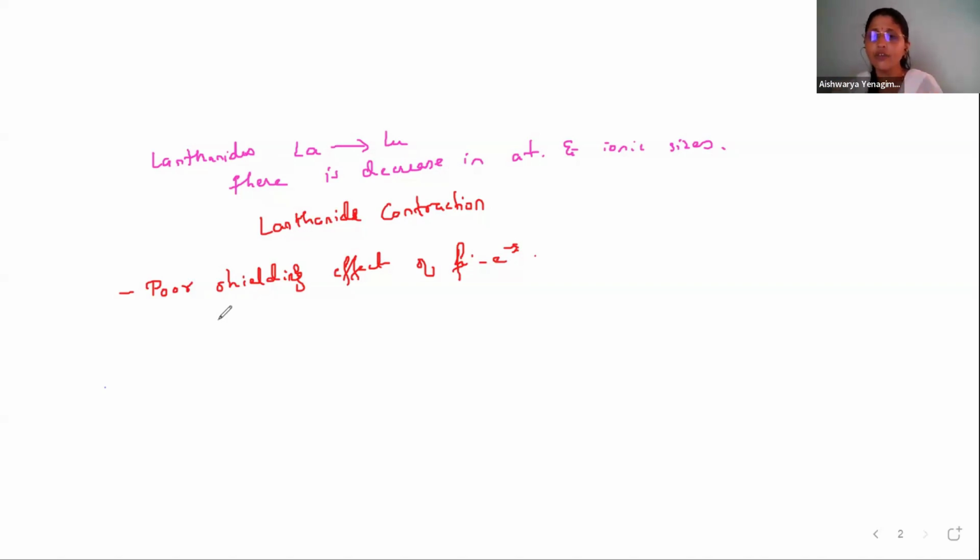F electrons shielding effect, which is very pure. To understand the shielding effect, I'll give you a simple example. You are in a classroom, the blackboard is here, and you are sitting on the last bench. When you sit on the last bench, you are paying attention to the teacher.